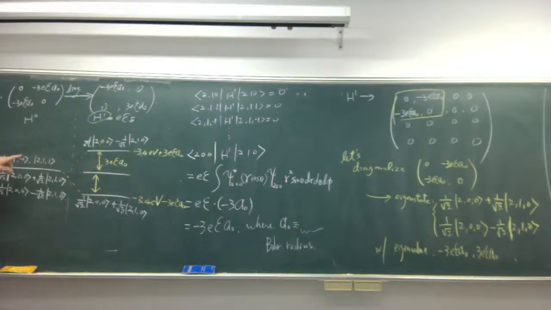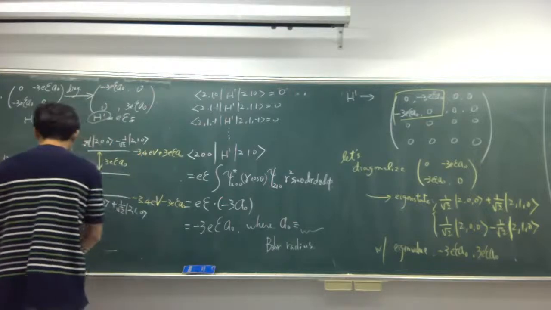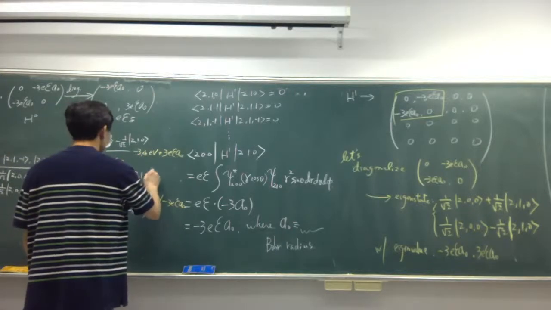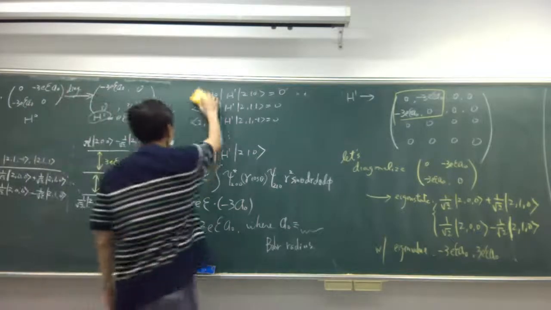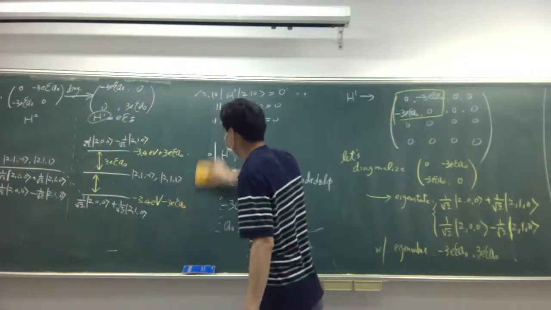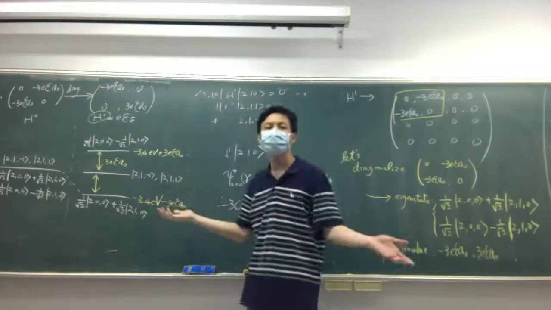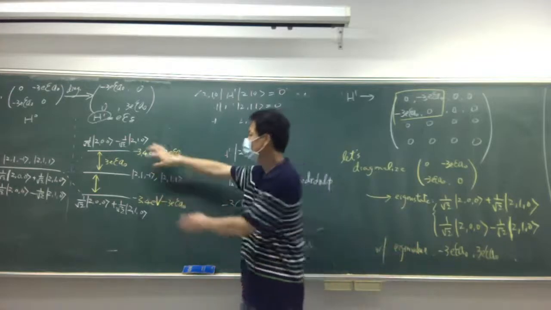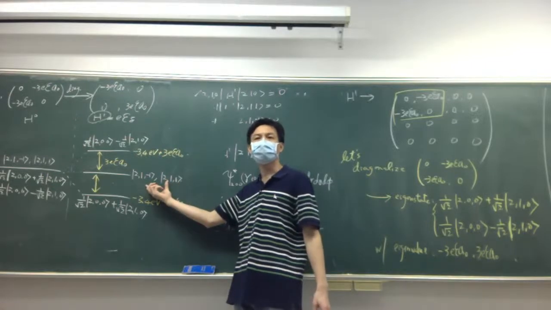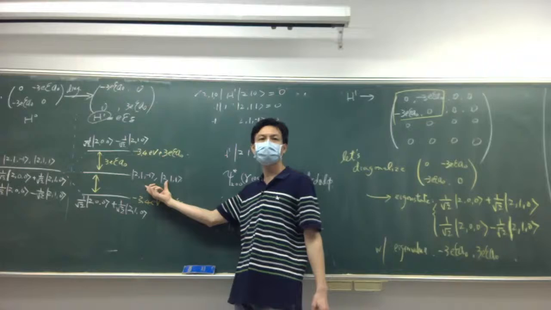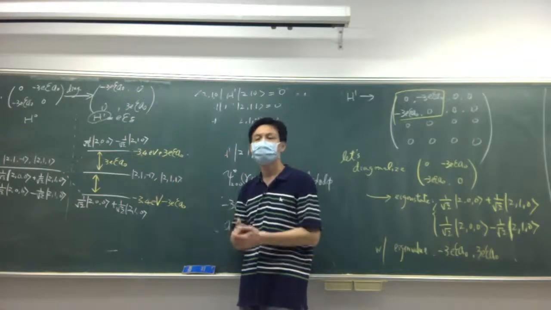There are still 2 states that remain unchanged. Which 2? These 2 states, 2,1,-1 and 2,1,1, stay here. So this perturbation doesn't break the whole degeneracy. It just breaks these 2 degenerate states. We still have 2-fold degeneracy over here. Is that okay? Good? Okay.